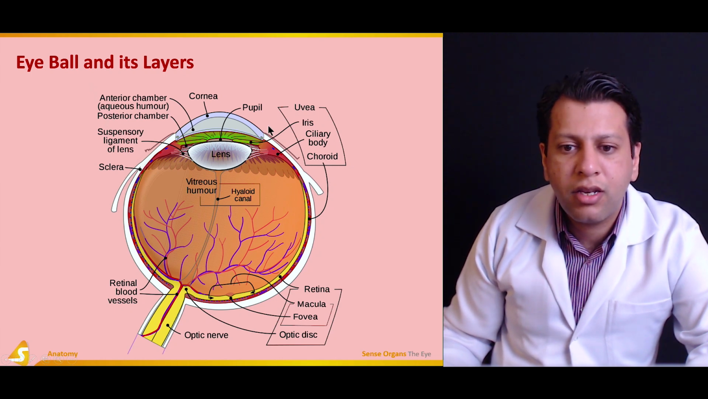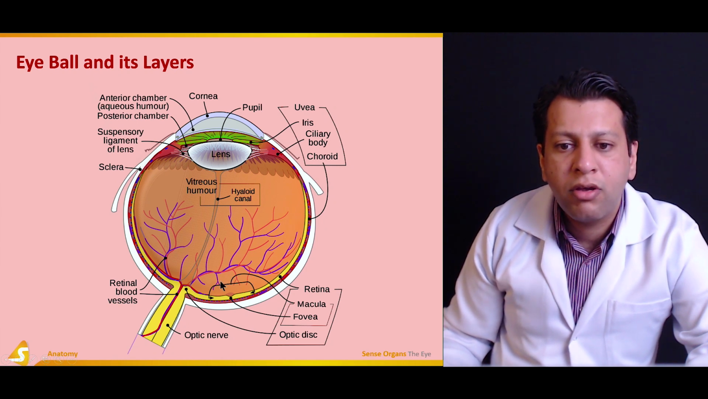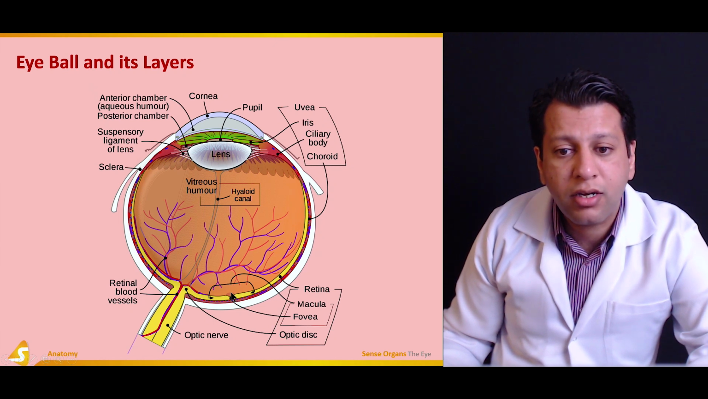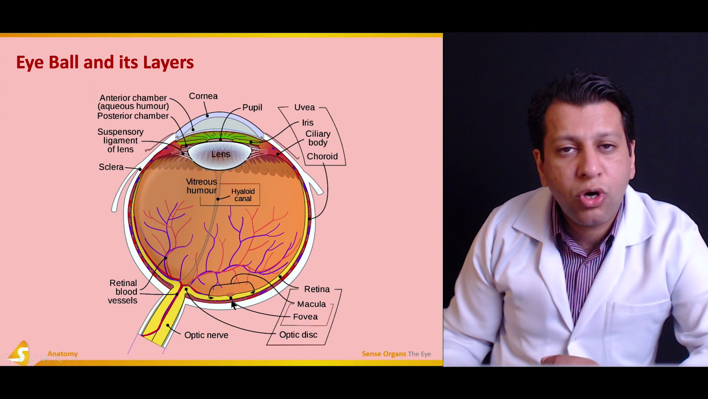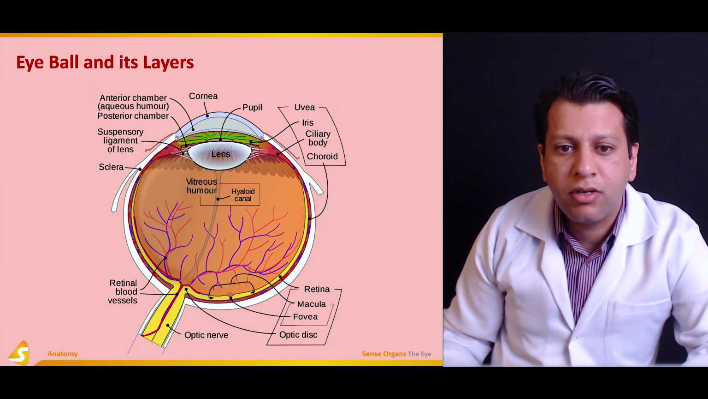This is the area of the macula, which contains the highest number of cones as compared to rods, although overall the rods are more than the cones. And then this is a small pit in the retina called the fovea, which only contains cones, and it is actually the place for the best visual acuity.